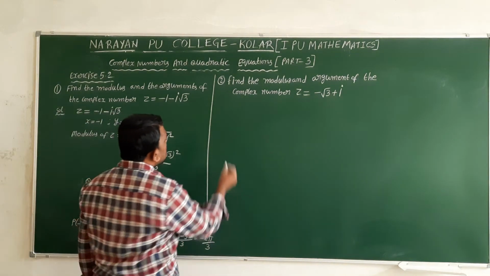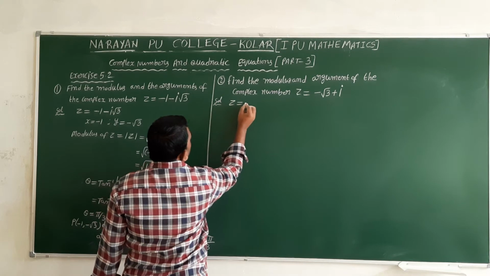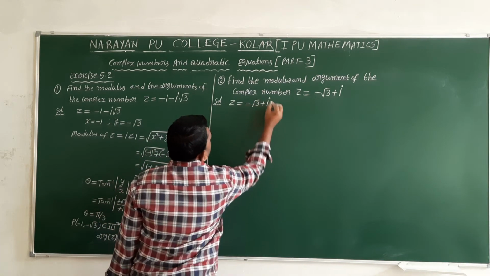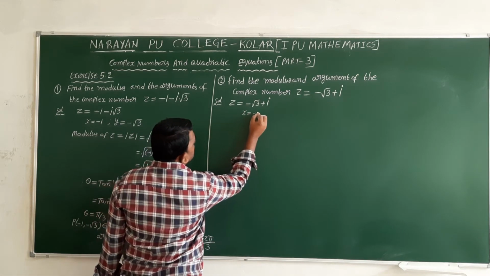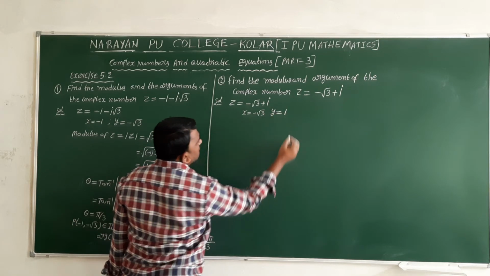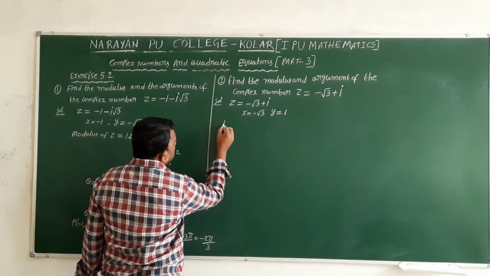So same procedure. First, z equal to minus root 3 plus i. Compare with the standard form. X is minus root 3. Y value, take it as 1. Don't take i; i into 1, y value is 1.